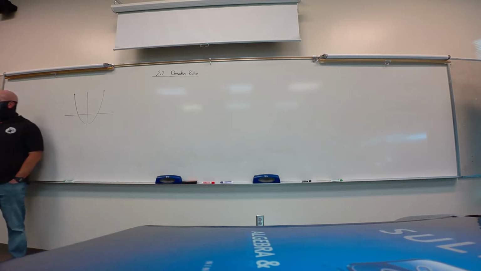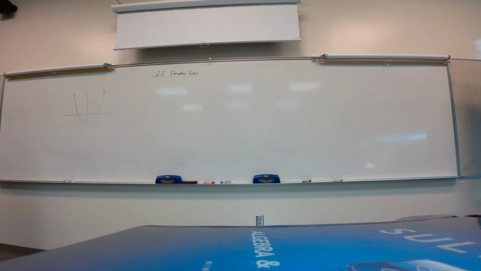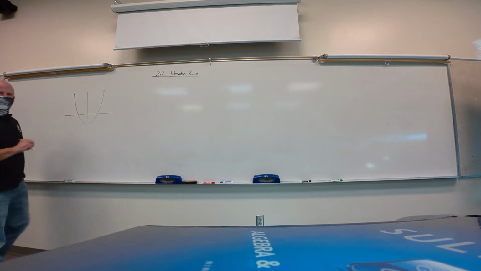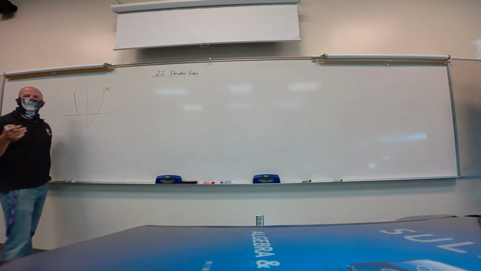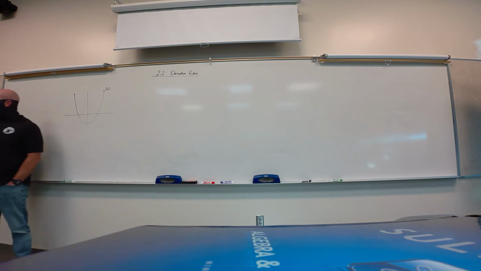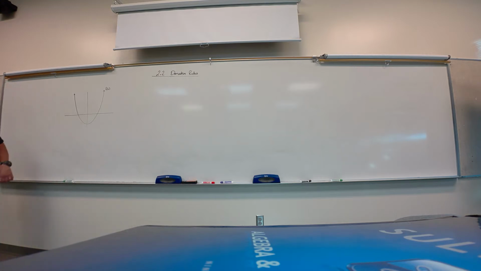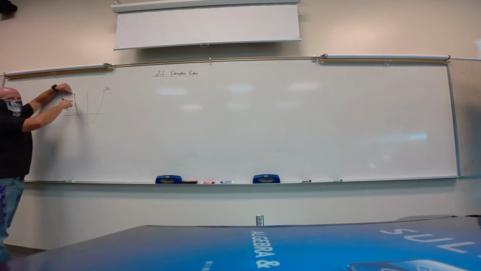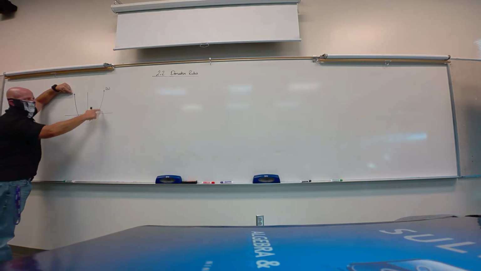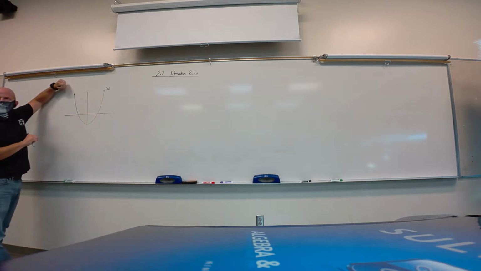Pretty basic sketch there. Basic parabola. Now we talked about last time things like increasing, decreasing, slope of the tangent line, stuff like that. So this graph is decreasing. It gets to right here and it starts increasing. Everyone agree with that?